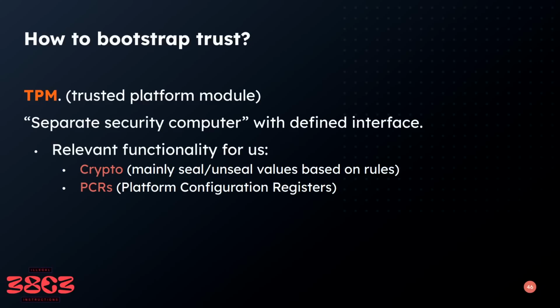This kind of trust, which the Windows boot manager then wants to infer, is bootstrapped by the trusted platform module. And it's basically like a separate security computer in your computer, and it has a very defined set of interfaces. It has different versions, 1.2, 2.0, they can be in firmware or in hardware. That doesn't really matter for these purposes. It's just another computer, and it has two features which are relevant for us. It has PCRs, platform configuration registers, and it has some crypto ability.